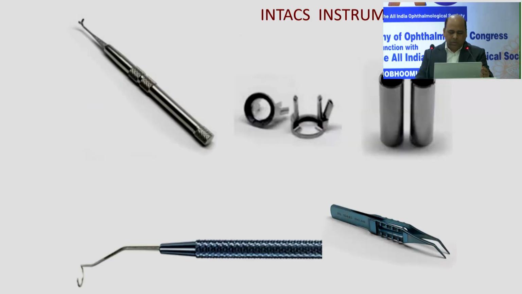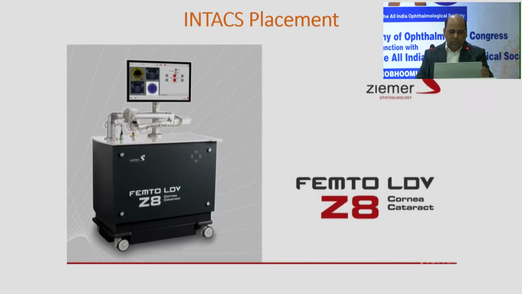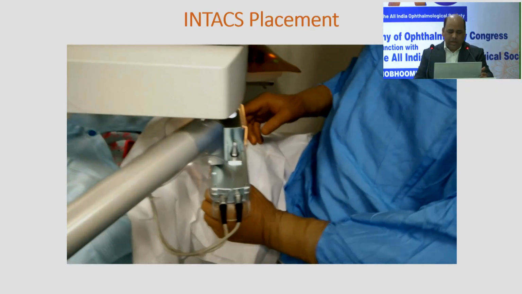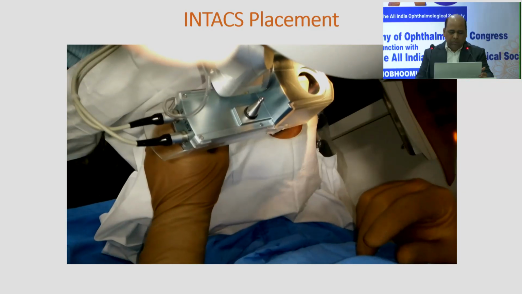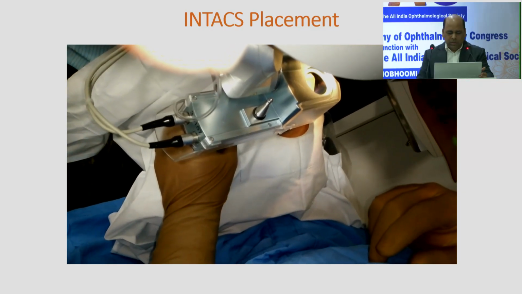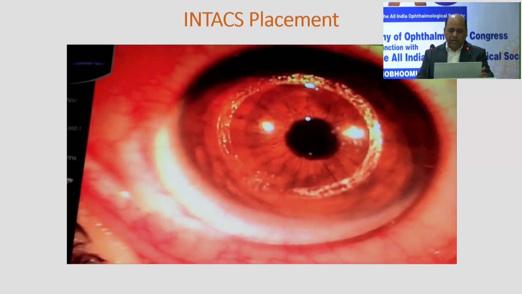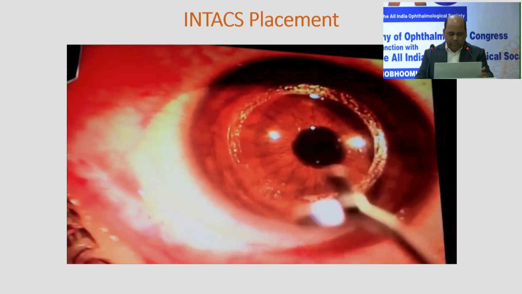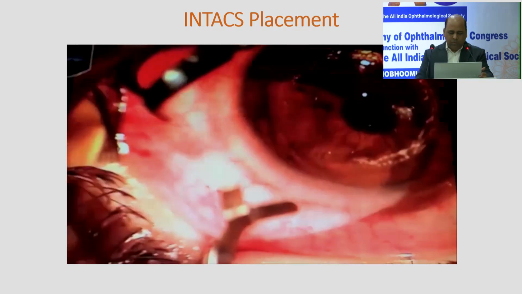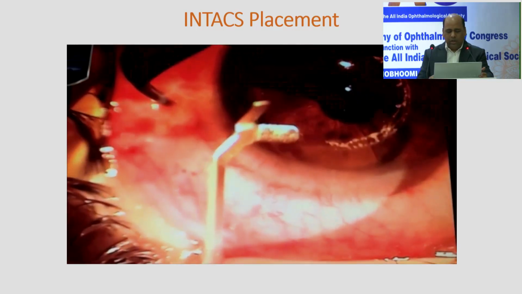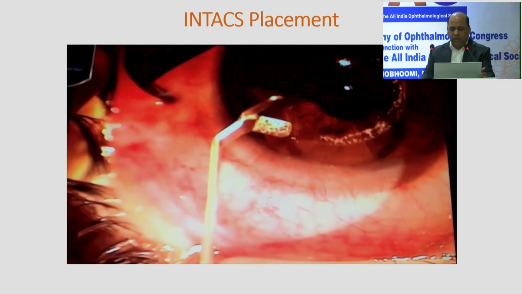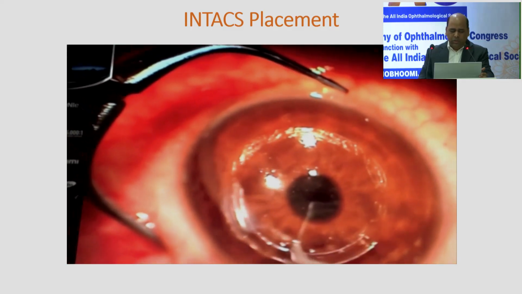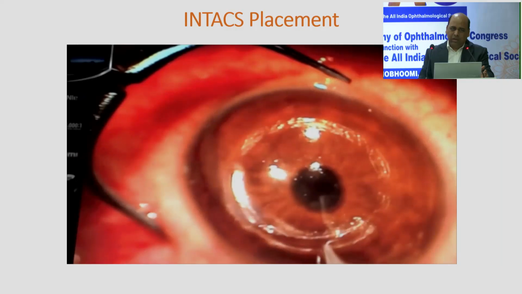So these are some of the instruments used for intacts. I prefer to use femto intacts because many people are now doing femto only, and you have to create a channel with the femto machine. This is a Ziemer machine, and once the channels are created, you have to open the channel. This is a channel opener, which is V-shaped. You can open both sides with the same instrument. You have to go vertically first and then horizontally along the cornea plane, and then you insert the rings. Inserting rings is very easy.